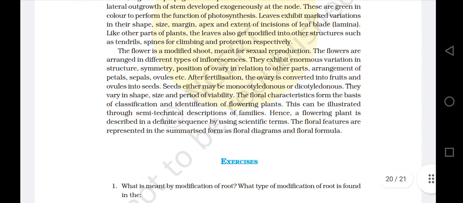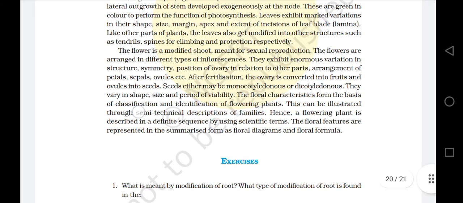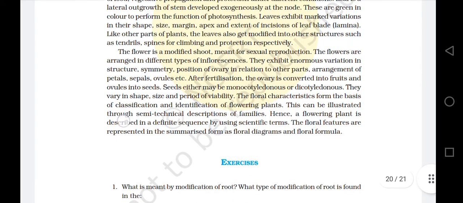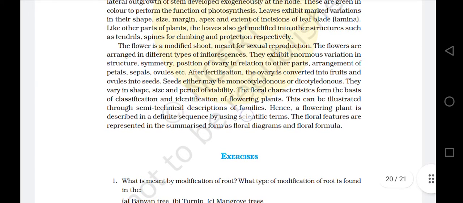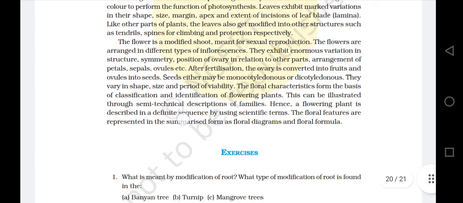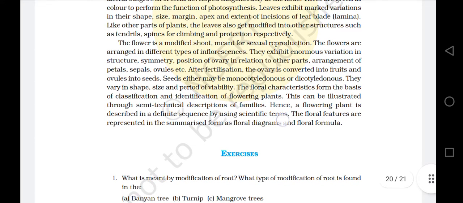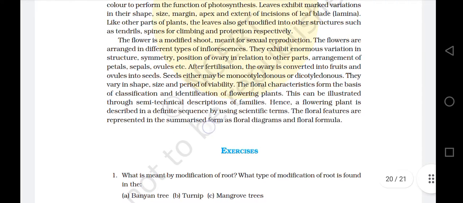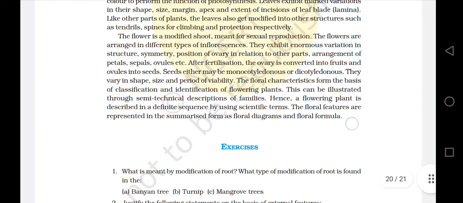The floral characteristics form the basis of classification and identification of flowering plants. This can be illustrated through semi-technical description of families. Hence, a flowering plant is described in a definite sequence by using scientific terms. The floral features are represented in the summarized form as floral diagrams and floral formula.